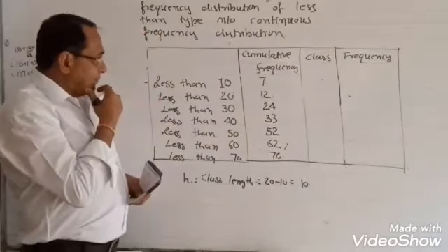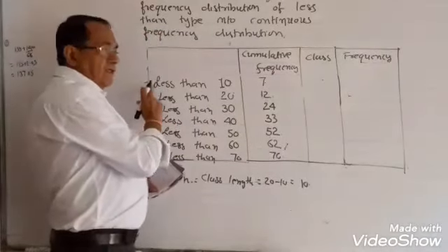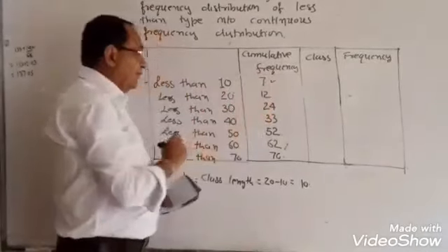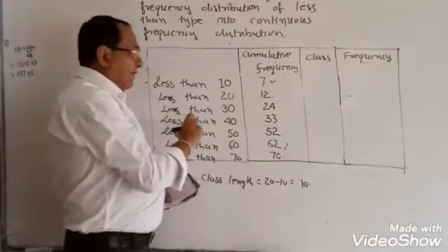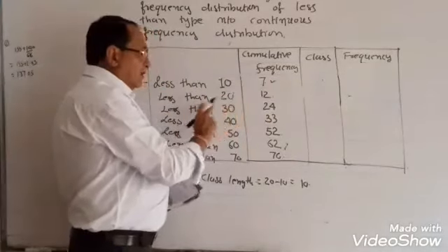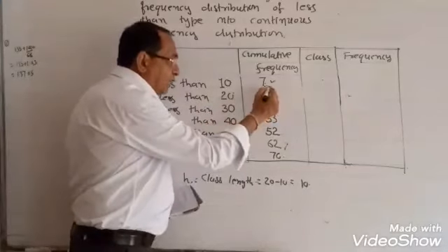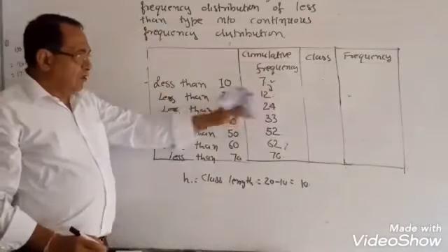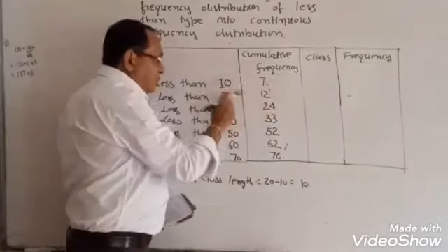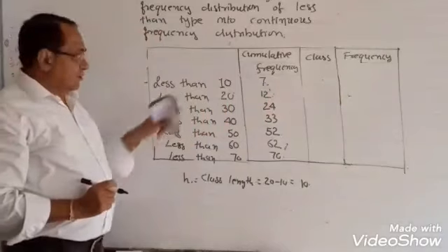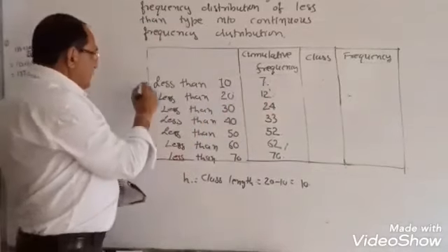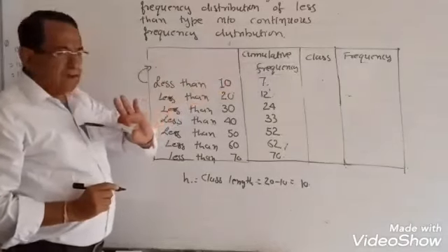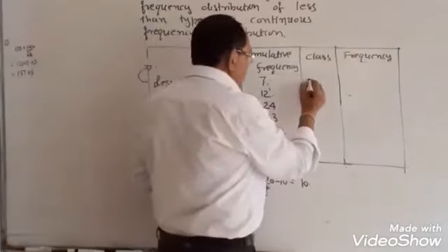Second, suppose I ask the question, find the students who got less than 10. Then 7 students will be there. Then I ask, find the students who got less than 20. Then 5 more will stand up and there will be a total of 12. So 10 to 20, how many students are there? 5. What is the less than of here? Less than 0 is equal to how many frequency? 0. So I will start from here.